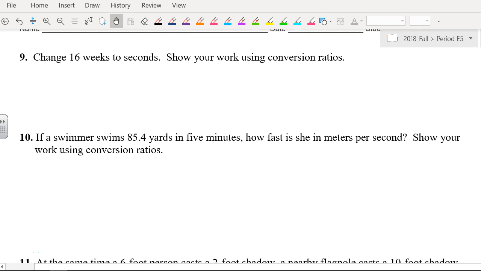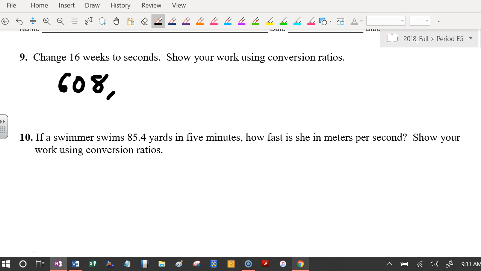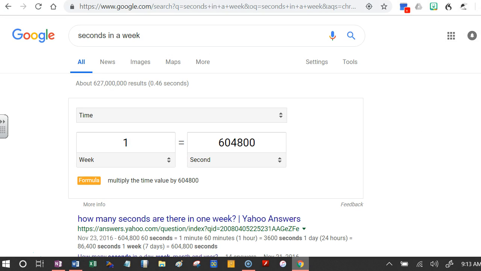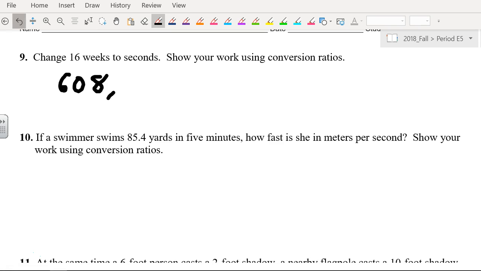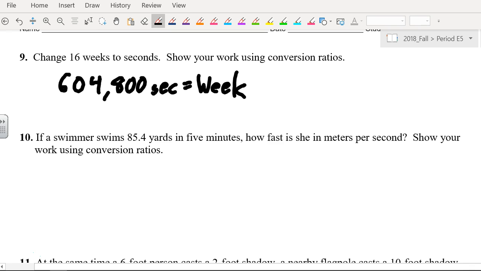Uh-oh. How many seconds in a week? I don't know. That's the day. It's 608,000 and something else. 604,800. That's what it is. 604,800 seconds in a week. So that's what we need.